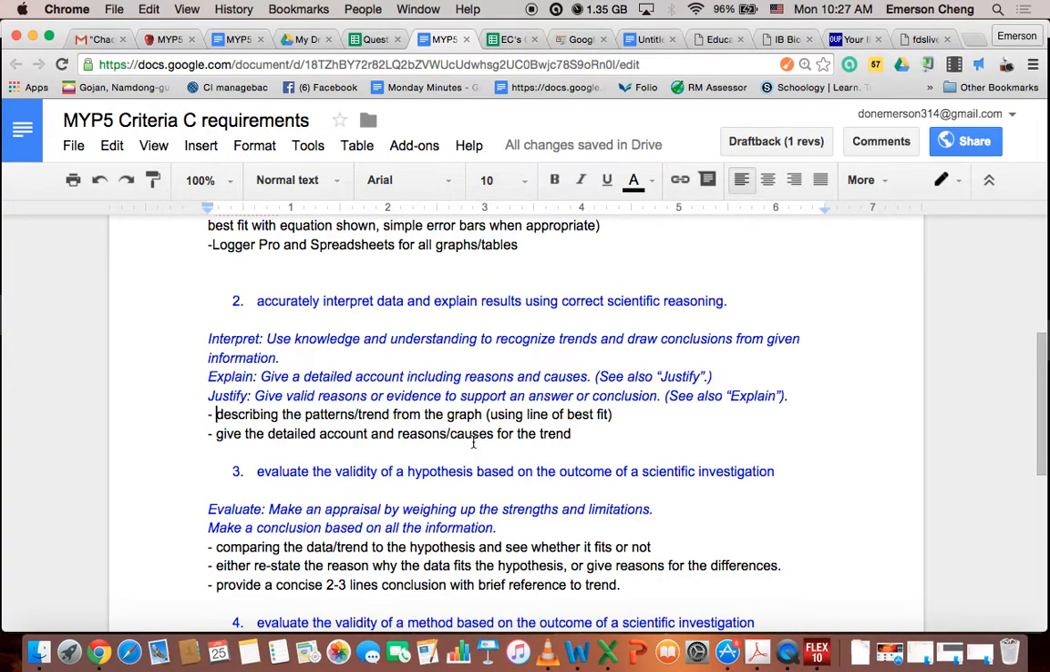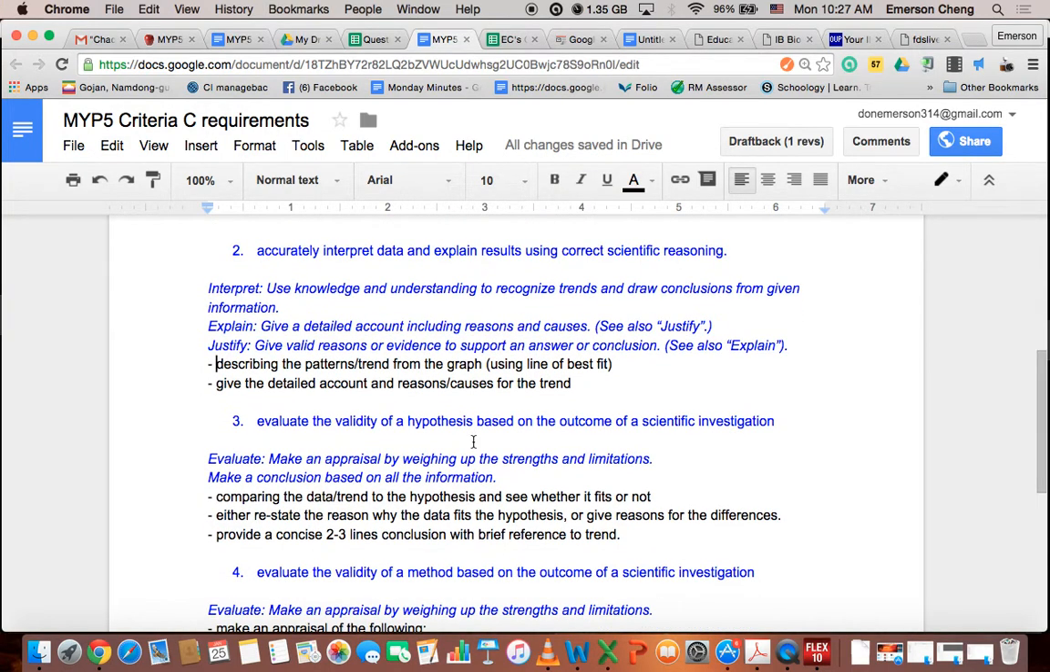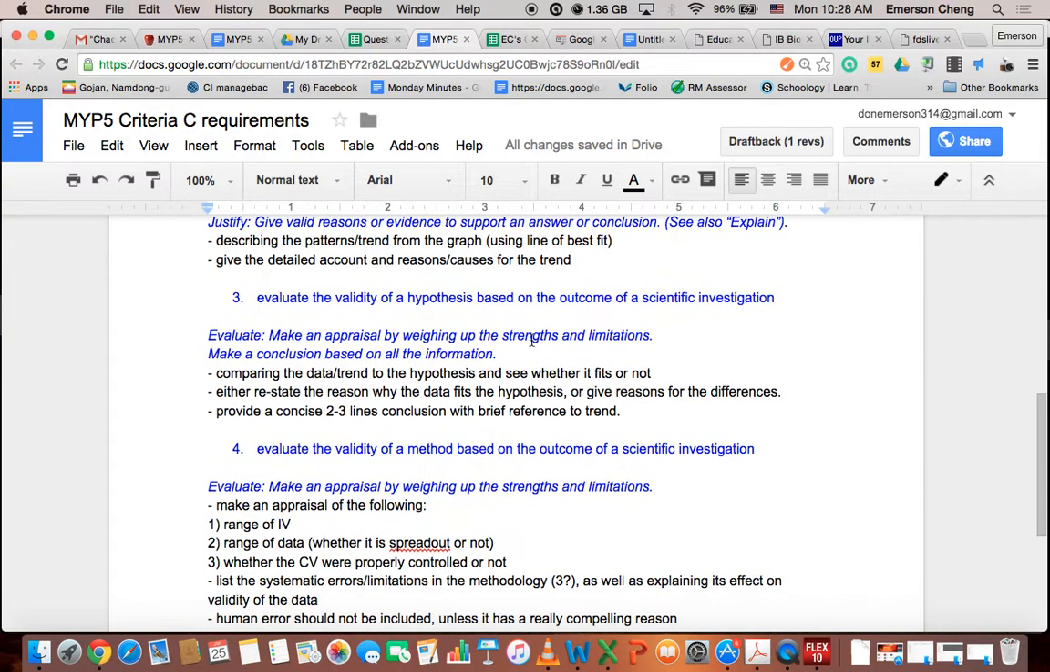This is what makes the difference between an 8 and a 7, and a 6 and a 7. Okay? The analysis section is, for most scientists, including in university papers, one of the most important sections. So make sure you talk a lot and give a lot of reasons.